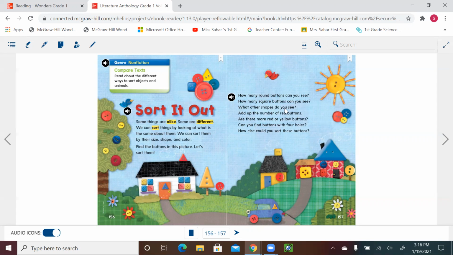Again, what other shapes do you see? Triangles. I have the chimney up there in the house, or the roof. I have the tree. All right. Are there more red or yellow buttons? So count all the red buttons. I see one here also, and all the yellow, and then you can find out how many more you get. Can you find buttons with 4 holes? That means all the buttons with 4 holes. It doesn't matter big or small, red or blue or yellow, circle or triangle. We're just counting the 4 holes. All right.